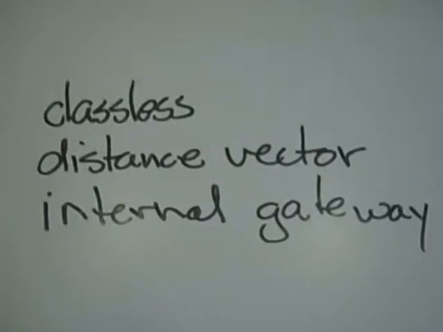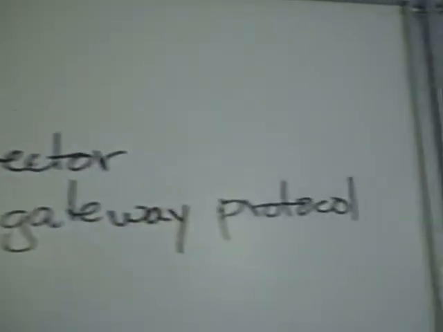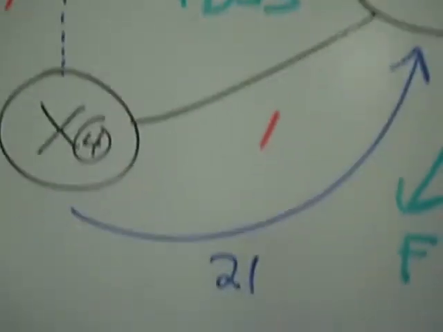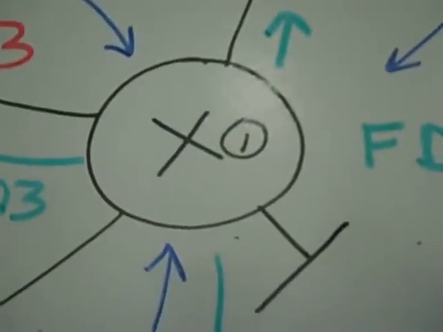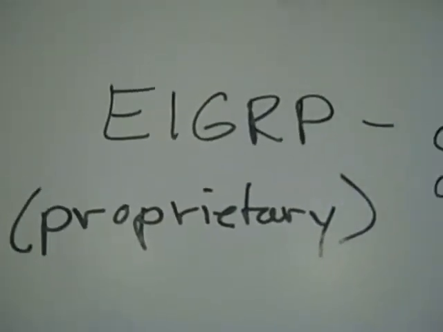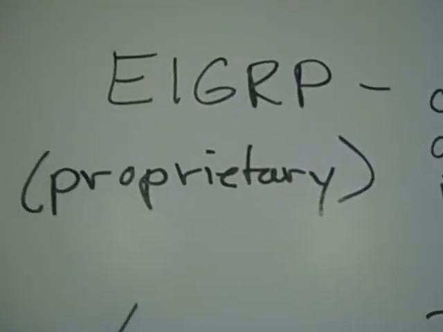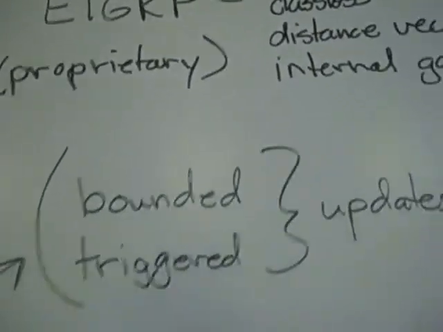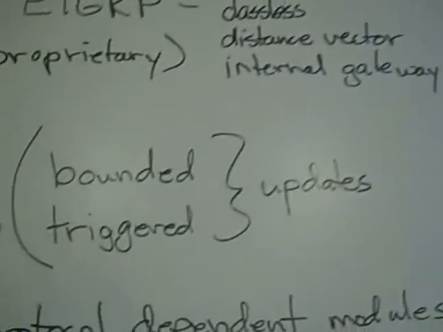EIGRP is a classless distance vector internal gateway protocol. So distance vector, for example, when we looked at this example over here, this router only sees its neighbors and takes the information from its neighbors to develop its routes. Now, with EIGRP, which is proprietary, just Cisco, it has to be Cisco IOS, Cisco equipment. EIGRP will build a topology table based on the information it gathers. And we're going to go through that in more detail tomorrow.